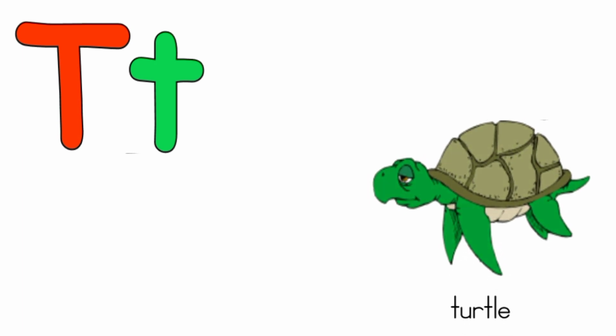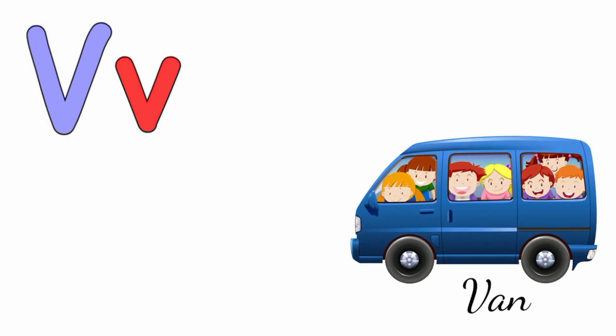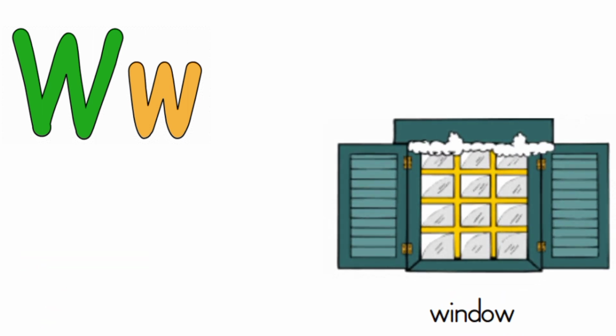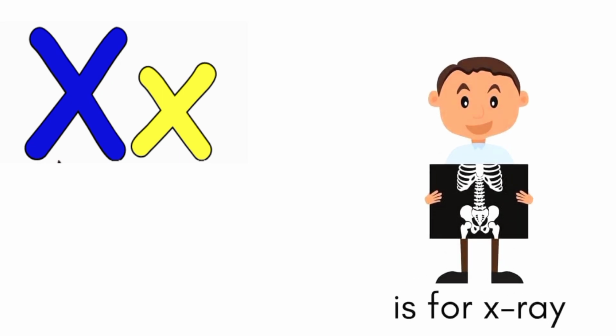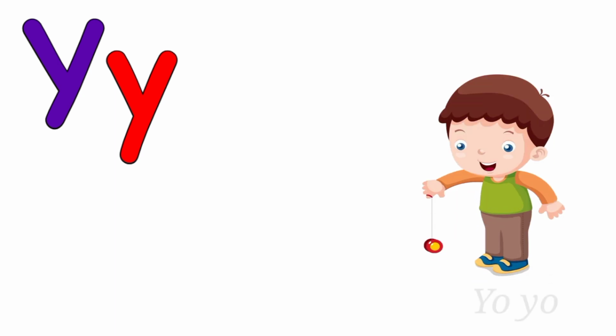R. R for rabbit. S. S for sun. T. T for turtle. U. U for umbrella. V. V for van. W. W for window. X. X for x-ray. Y for yo-yo.